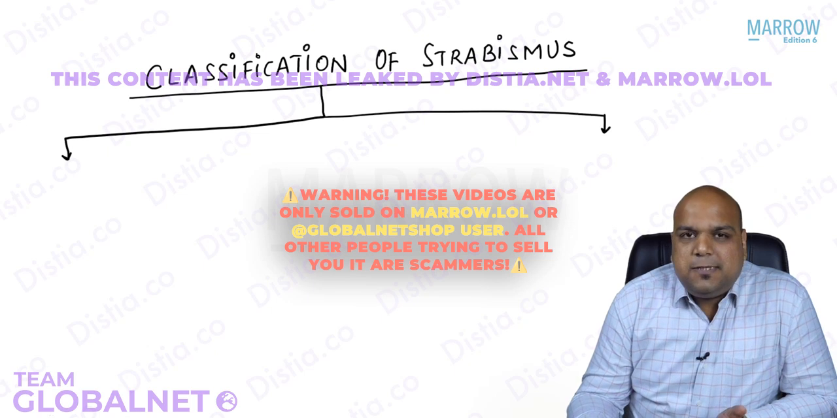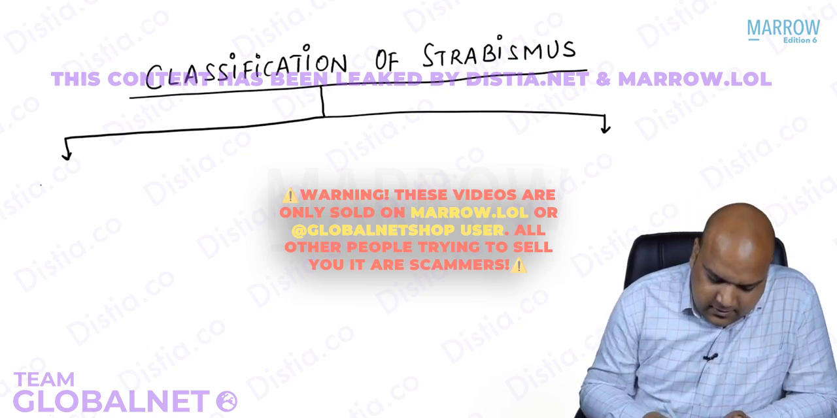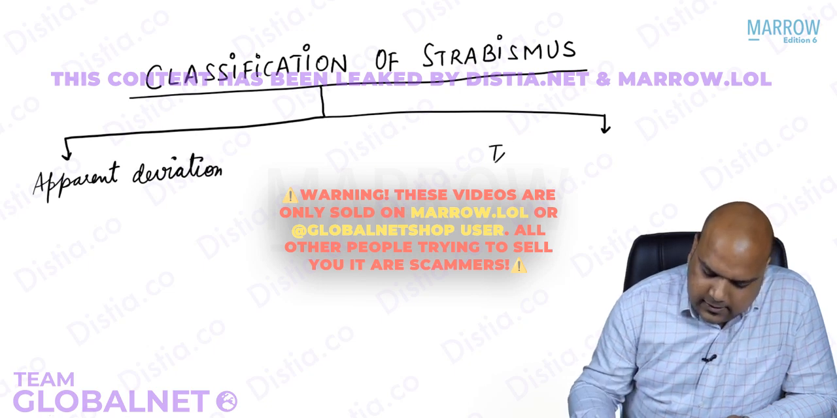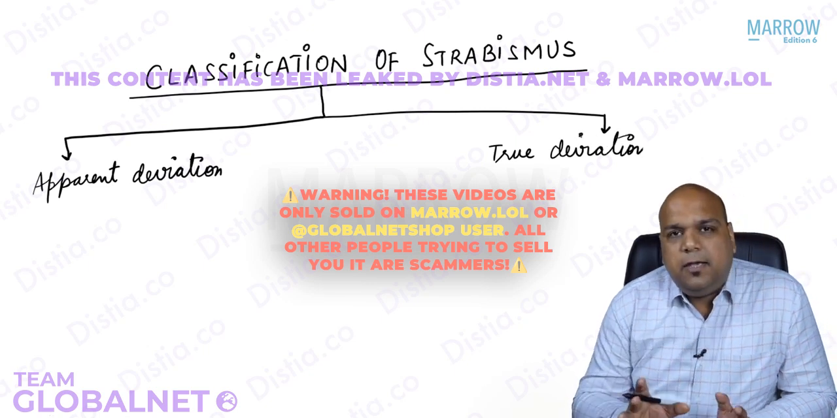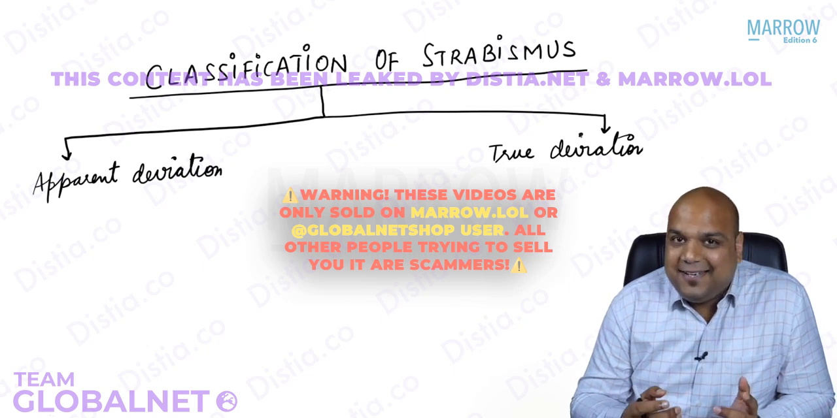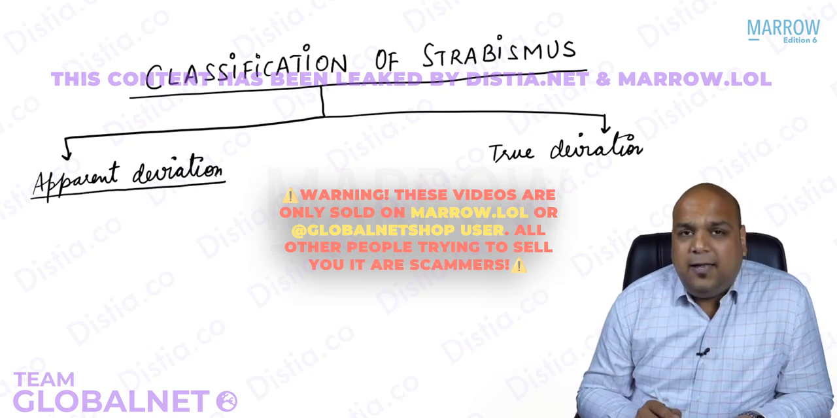Squint or strabismus can be broadly classified into two groups. The first group we call apparent deviation, and the second, let us say, true deviation. Now, deviation means squint, all of us know, but there are two English words here now. One is apparent, the other is true. What is the meaning of the word apparent? Apparent.